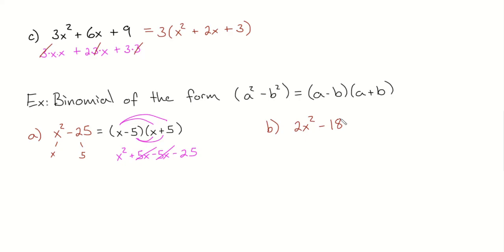Let's put parentheses. If you divided this by 2, what would you do? 2 over 2 is 1. So when I say factor out a 2, it's no different than me saying, write this out here and divide it by 2. What is this one? Okay, minus 9. So now we factor.